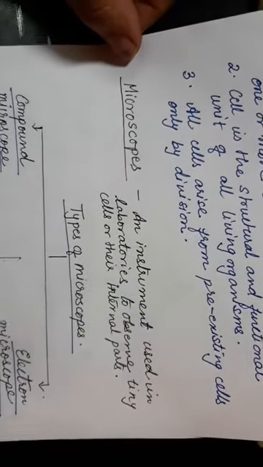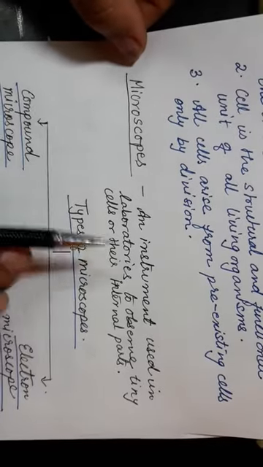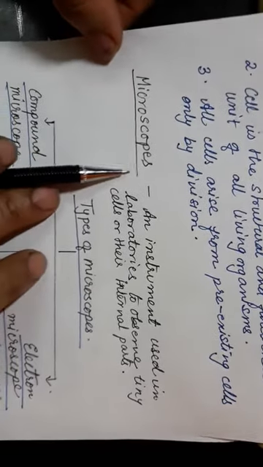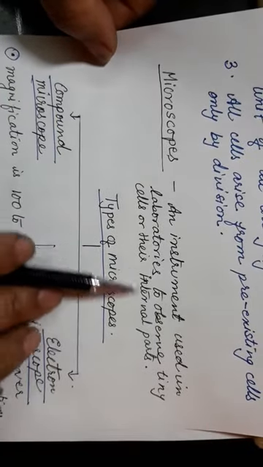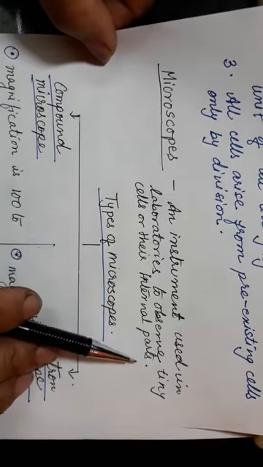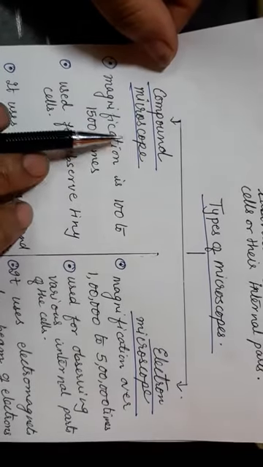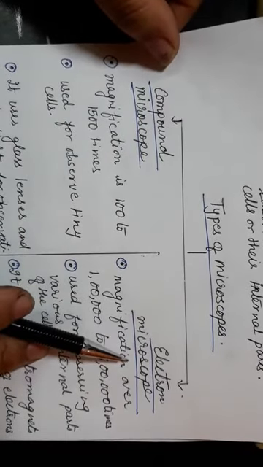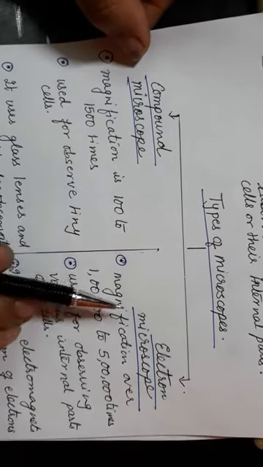Cell being a microscopic organism, we need to know what a microscope is. A microscope is an instrument used in laboratories to observe tiny cells or their internal parts. There are two types of microscopes, compound microscope and electron microscope. Now the difference between the two is as follows.